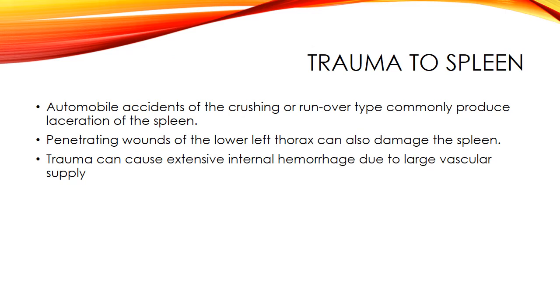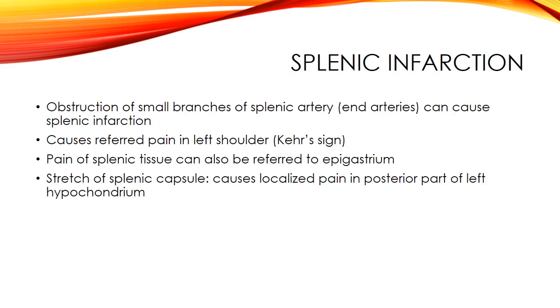Splenic trauma can either be blunt or penetrating. Whatever the cause is, we can lacerate the spleen. We can basically cause a split in the spleen. This can be due to an automobile accident, and it can also be due to penetrating wounds occurring in the left lower thorax. Trauma can cause a lot of internal hemorrhaging. Why? Because the spleen is a very, very vascular structure. So if the spleen gets ruptured, especially near the hilum, a lot of blood will flow into the peritoneal cavity, and there will be extensive internal hemorrhaging with systemic side effects.